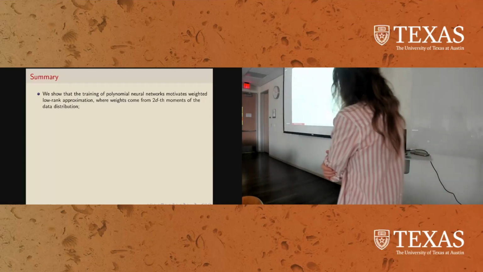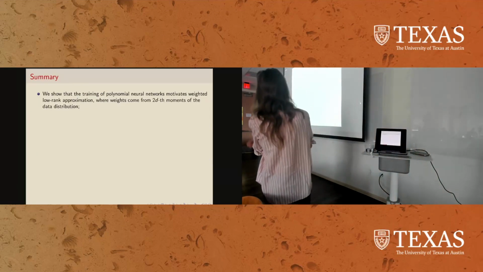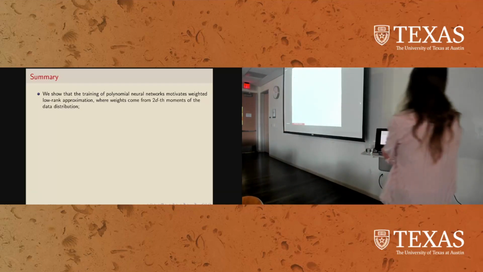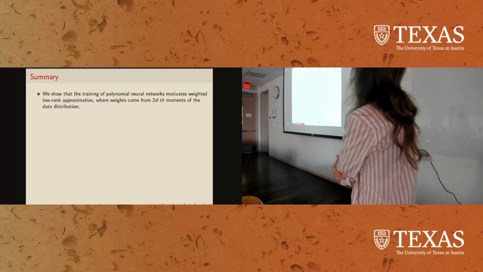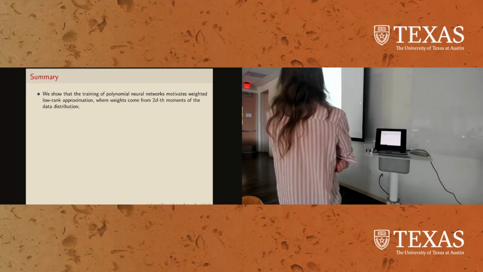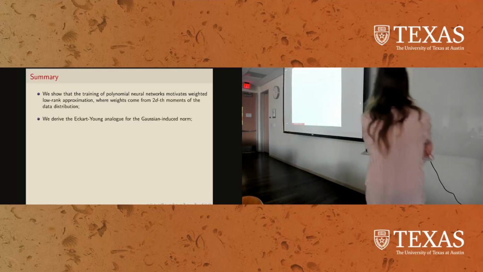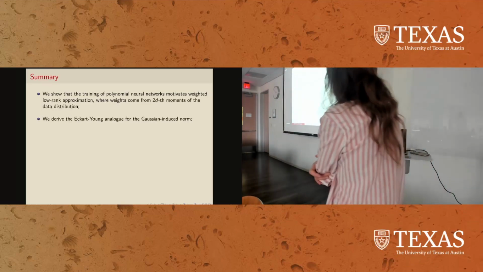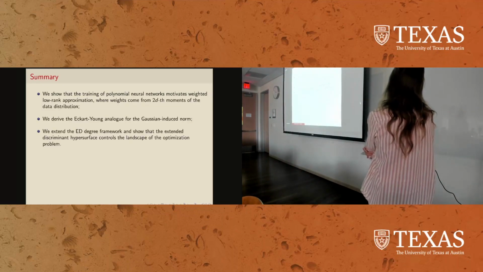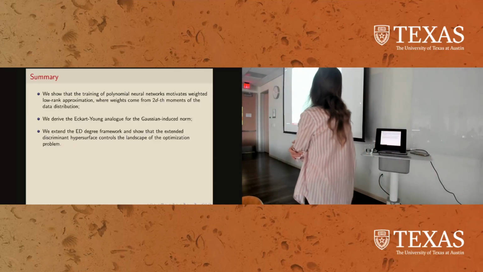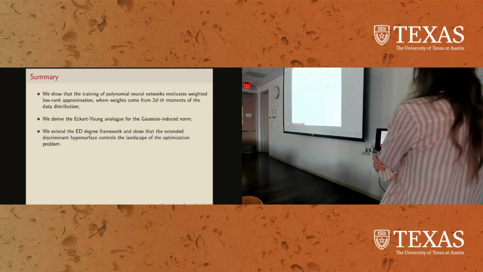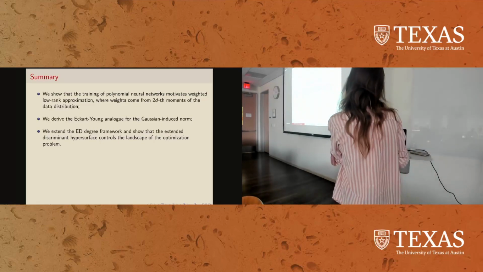Okay, I would like to summarize what I shared today. In our paper, we show that the training of polynomial neural networks motivates low-rank approximation, and those weights come from your data distribution. We have an analog of Eckart-Young for the Gaussian-induced norm. We extend the ED degree framework and show that this extended discriminant surface controls the landscape of the optimization problem.